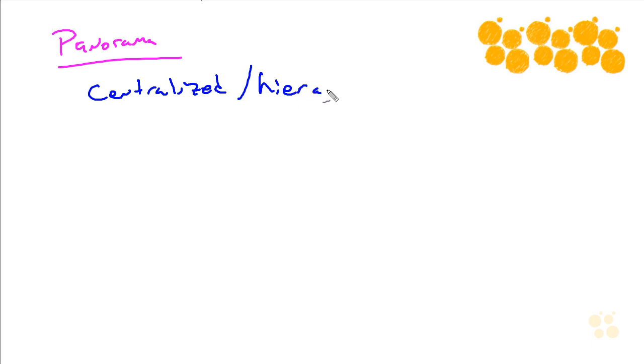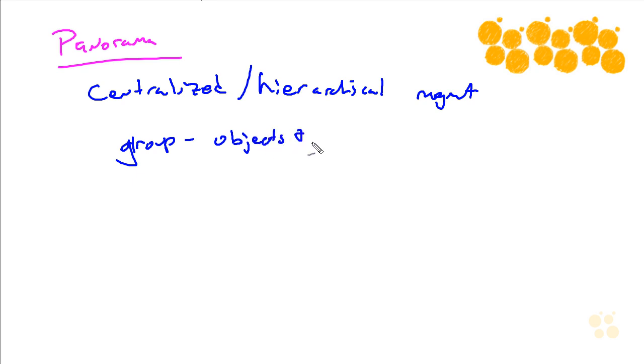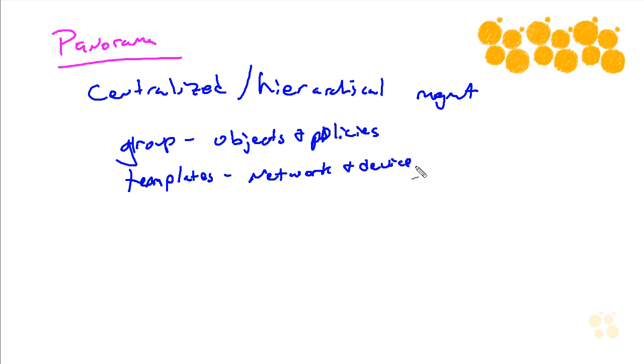All right, we've got lots of cool things going on with Panorama. So again, this is my centralized management. I should say my centralized or hierarchical, since we can have more than one, of lots of different platforms, lots of different devices that we can put in there. So many, many things. We have two different key concepts as far as parts that we're pushing out. We have my group config, my device group or shared group, which is going to be my objects and policies. And then I have templates, which is more my device level stuff, the network and device. So I can manage all sorts of configurations all across the board.